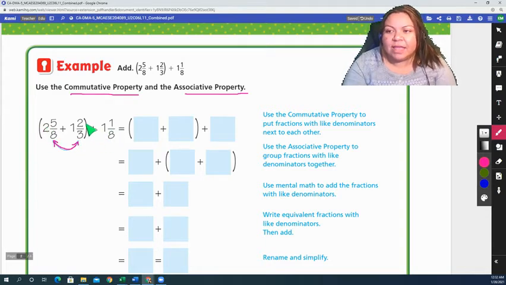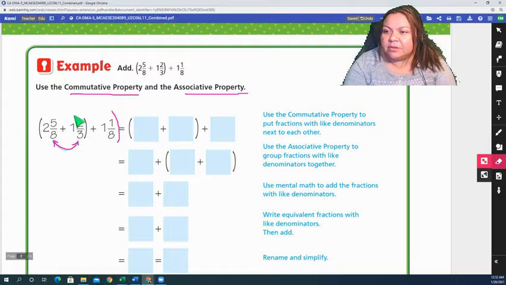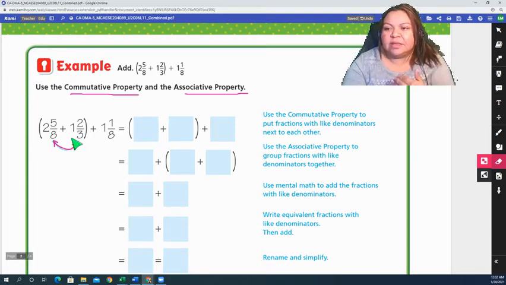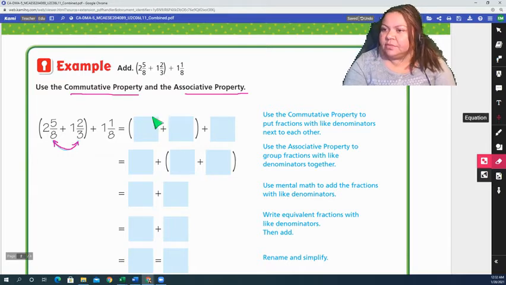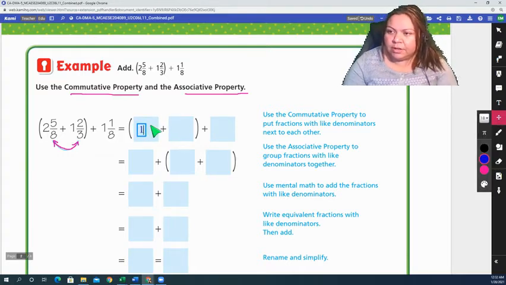Right now, I can only switch it like this, and it doesn't help because 3 and 8 are different denominators. So what I need to do is change the grouping. I'm going to switch 2 5/8 and 1 2/3 so that 1 2/3 is first. So here I'm going to write 1 2/3 first. Let's move it a little bit higher. And now, since I'm swapping, my 2 5/8 will be the second addend.